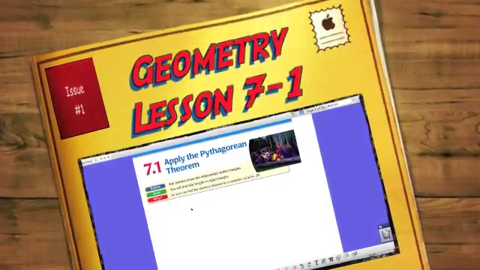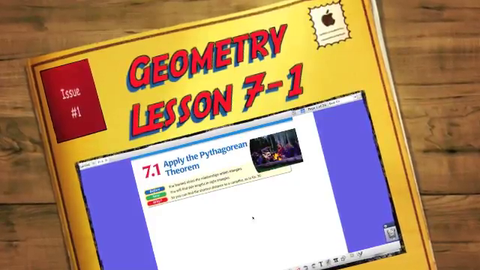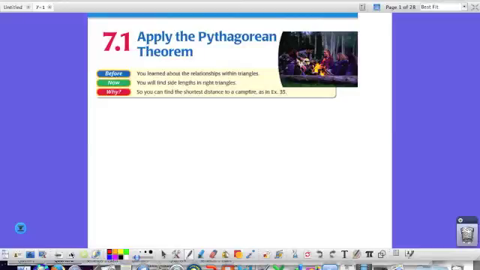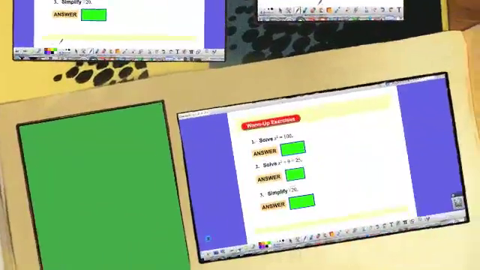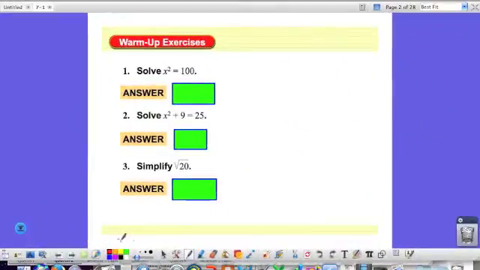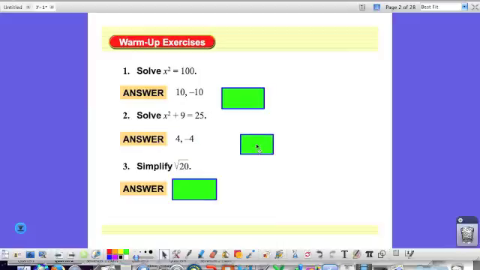Learn to find side lengths in right triangles. This is a review. You know how to do this, so we can get through the lesson quickly. So x squared equals 100. So x could equal 10 or negative 10. x squared plus 9 equals 25. Subtract 9 from both sides. You get x squared equals 16. So x could equal 4 or negative 4.